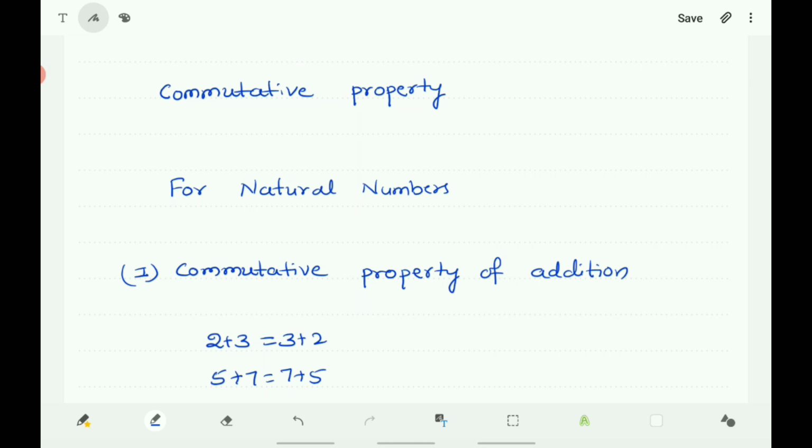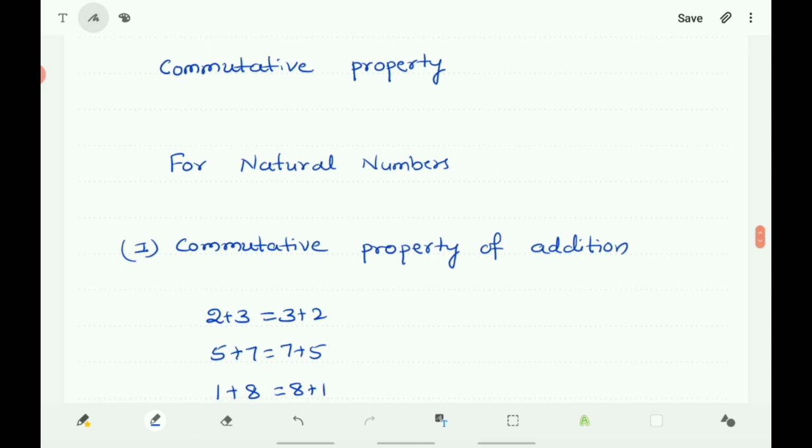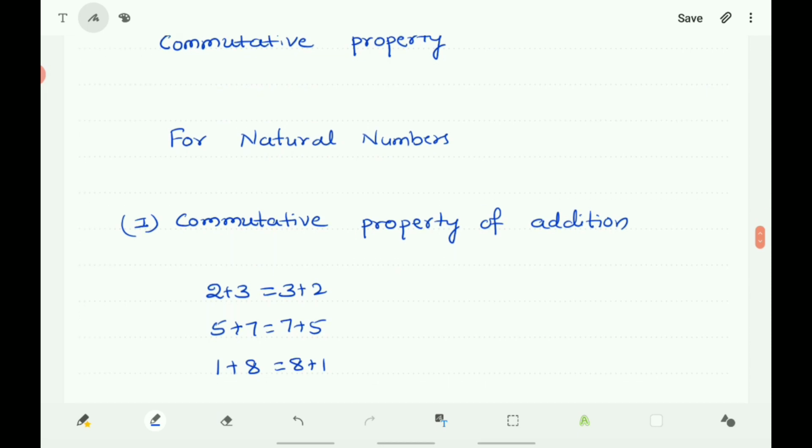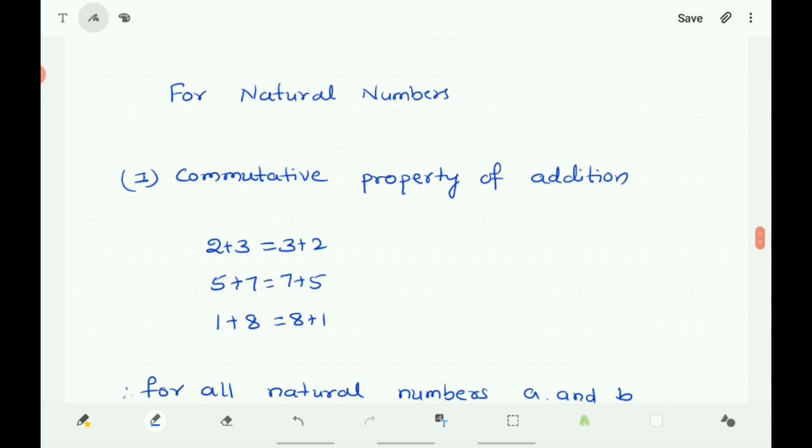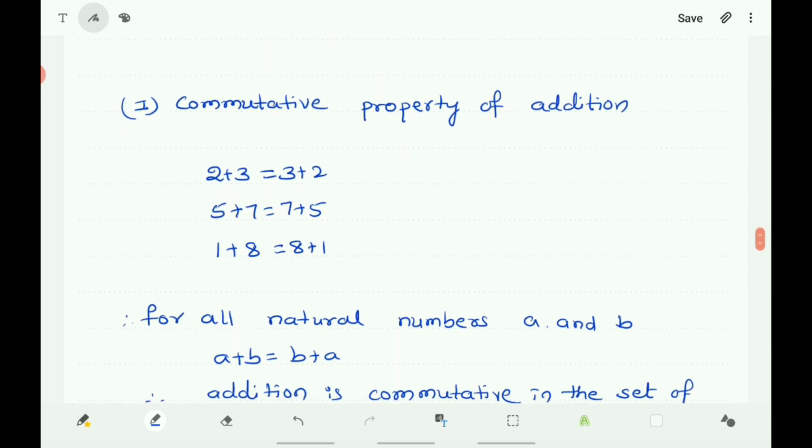Here we have to check the commutative property of addition, commutative property of multiplication, commutative property of subtraction, commutative property of division for all the set of numbers, that is for natural numbers, for whole numbers, for integers and also for rational numbers. Now let us take the natural numbers and check the commutative property for all operations. So you take the commutative property of addition.